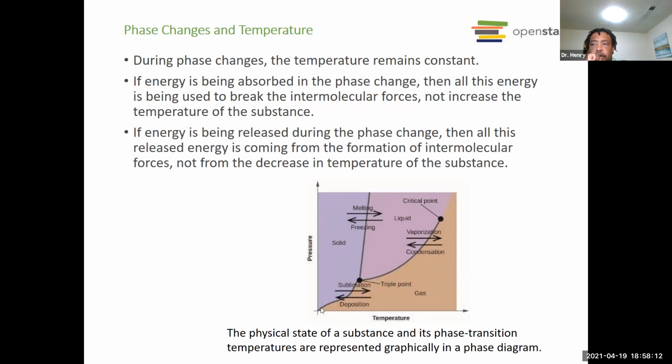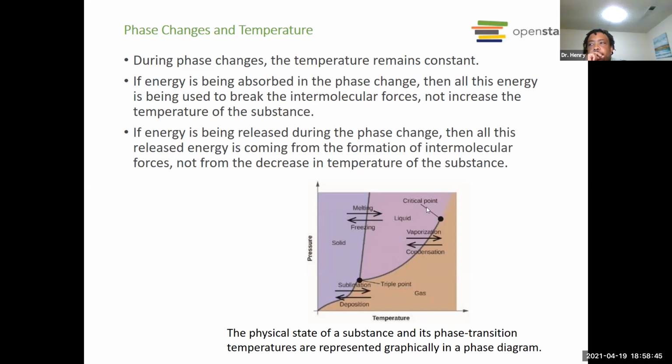This here represents the line that goes from sublimation. So you're going from a gas to a solid, that's deposition, or a solid to a gas, that's sublimation. This line here represents the transition between vaporization and condensation. And so again, gas to a liquid, liquid to a gas. This here represents freezing and melting.